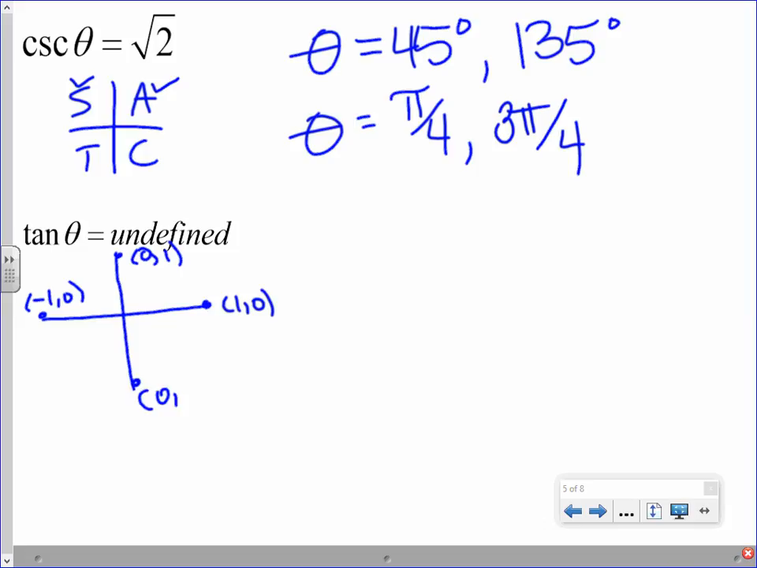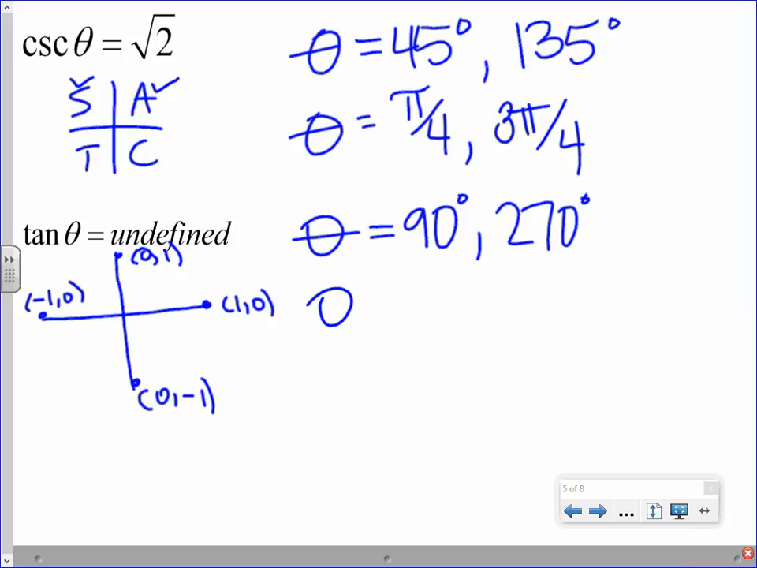Tangent is Y divided by X. When we take Y divided by X, which axis would be undefined? Okay. So at 90 degrees and at 270 degrees, we would get 1 over 0 or negative 1 over 0. That is undefined. In radians, pi over 2 and 3 pi over 2. Yes.